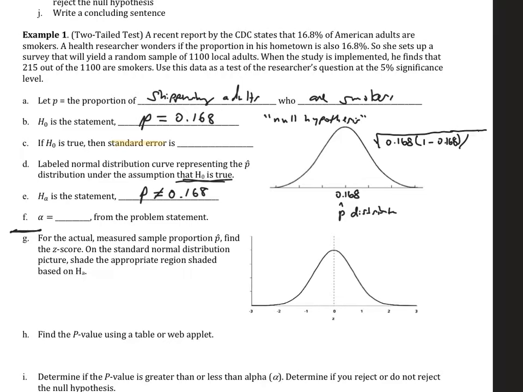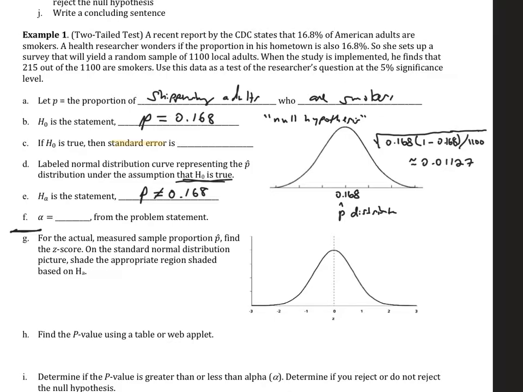And so I can see from the problem that my plan is to collect a random sample of 1,100 people and ask each one of them whether they smoke or not. So this calculation, 0.168 times 1 minus 0.168 over 1,100, and then all of that under the square root sign, gives me a value of 0.01127. I'm going to keep lots of decimal places of this. I want to go out much further just to make sure I have that value.